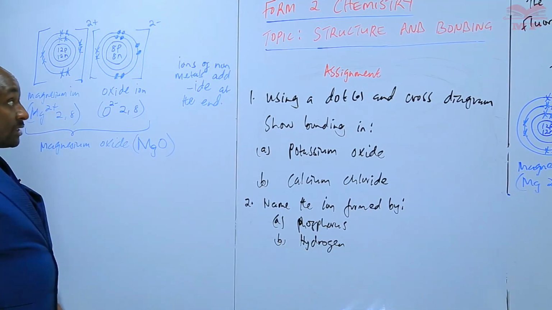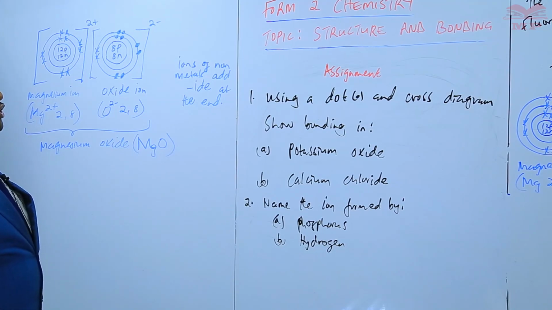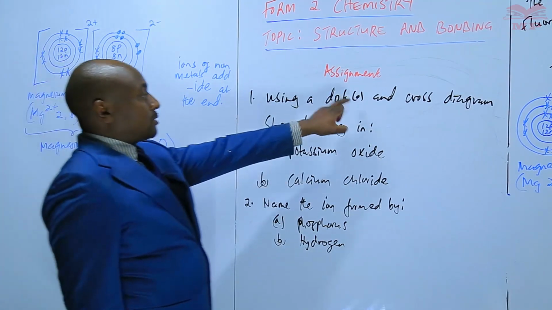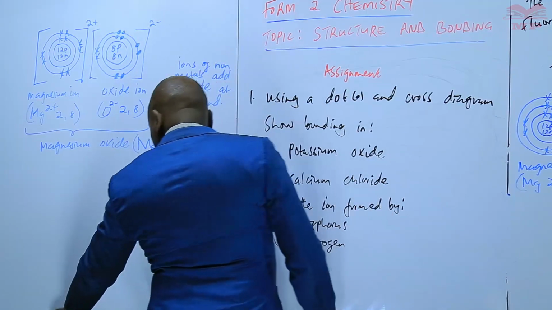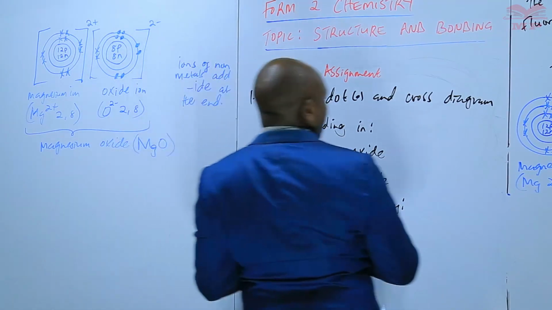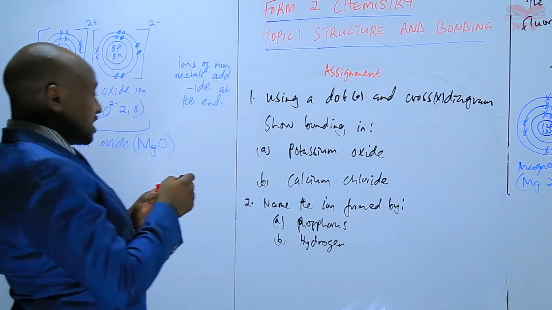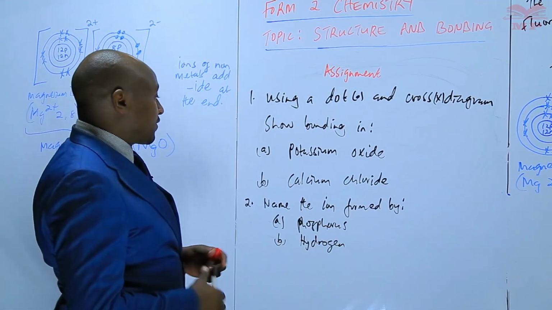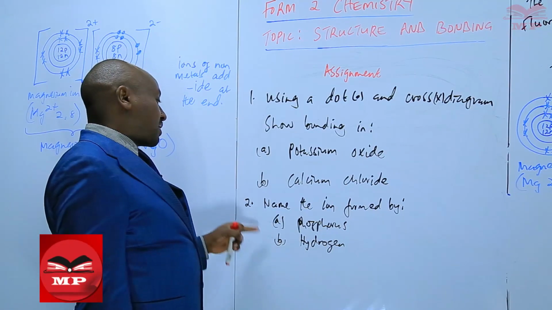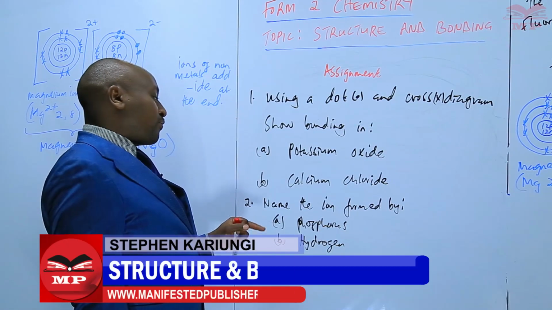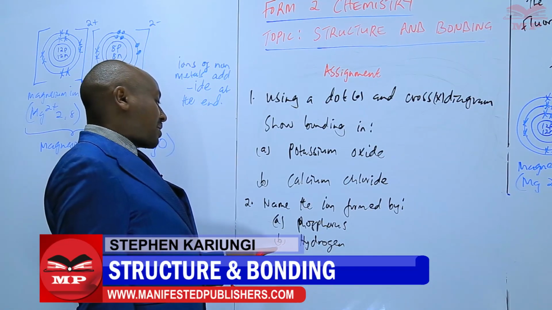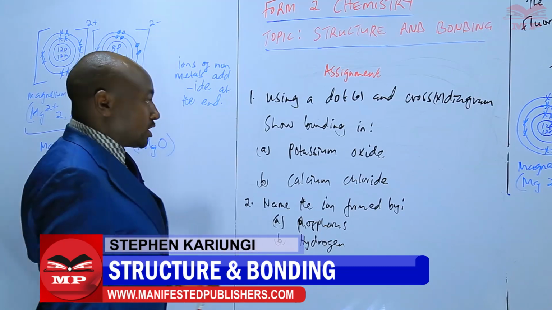So the assignment, the first question: using a dot and cross diagram like the ones we are drawing, show bonding in potassium oxide and calcium chloride. Number 2, name the ion formed by phosphorus and hydrogen.